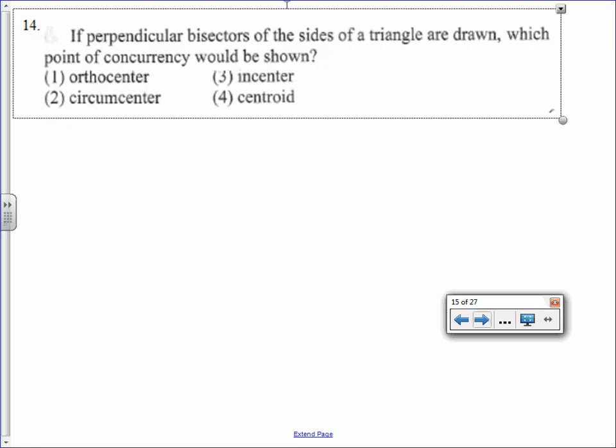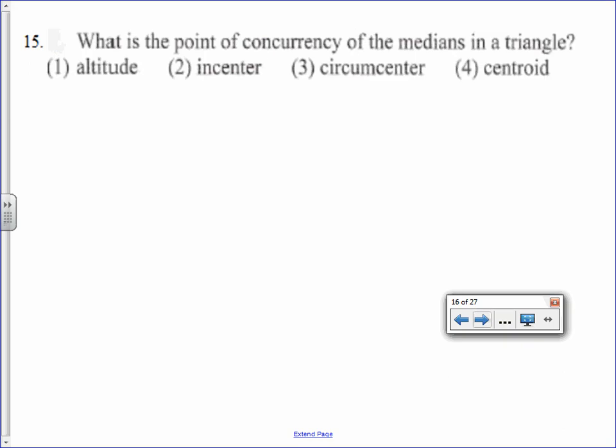If perpendicular bisectors of the sides of a triangle are drawn, which point of concurrency will be shown? You need to straight up know what each point of concurrency is called. Look up your key understandings. The two long ones are the two right angle ones. Your altitude one starts with a vowel. Your perpendicular bisector one starts with a consonant. I'm going to ask one more question about it. Which is the median? It's one of the shorter ones. It's the centroid. Study them. It's your key understandings. You need to know the name of those four.